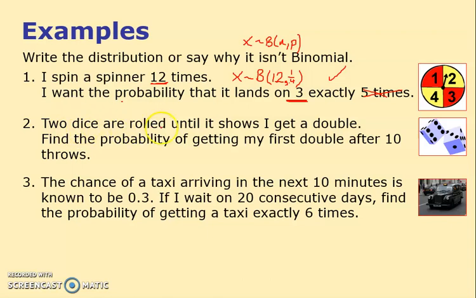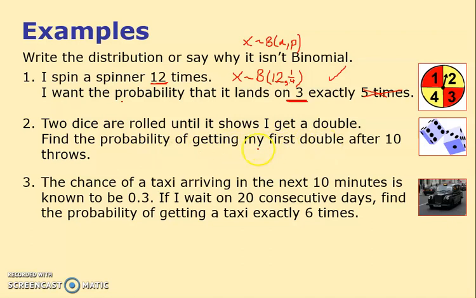It says 2 dice are rolled until I get a double. Presumably double 1, double 2, double 3. Doesn't matter which double it is. Find the probability of getting my first double after 10 throws. Oh, right. Now this isn't binomial. It might on the face of it appear to be binomial, and it's very nearly binomial. The thing I don't like about it is it's all about getting my first double.